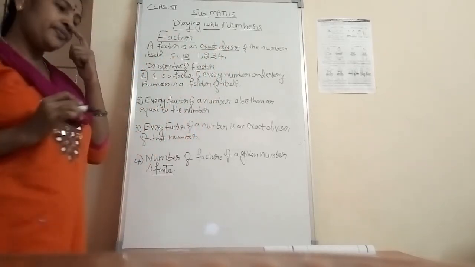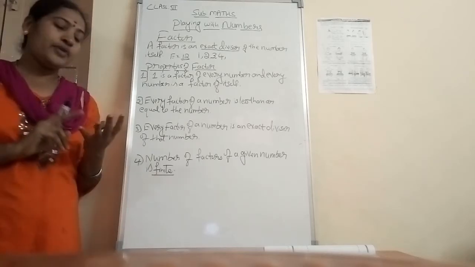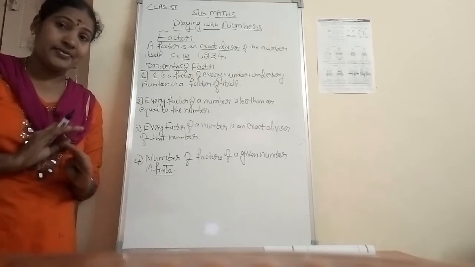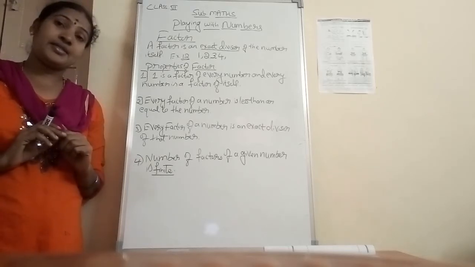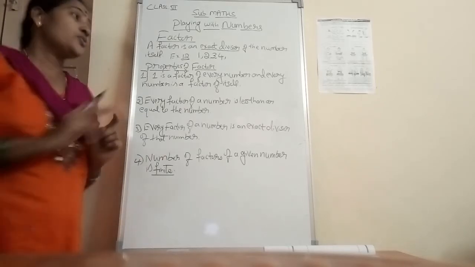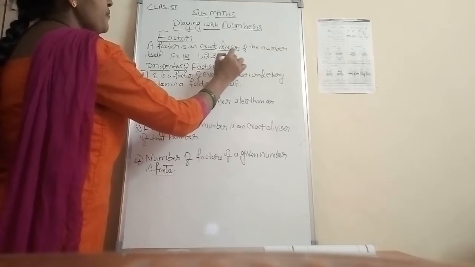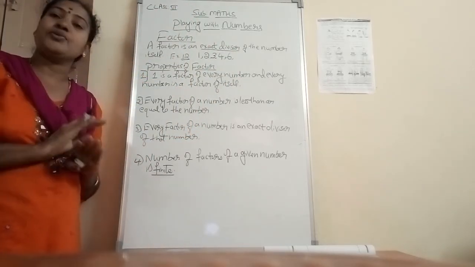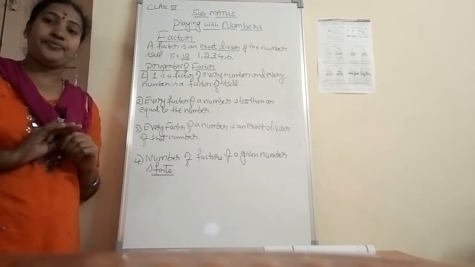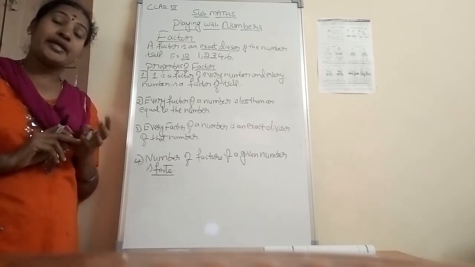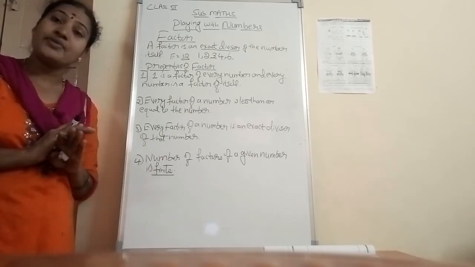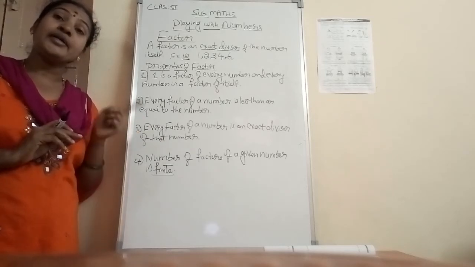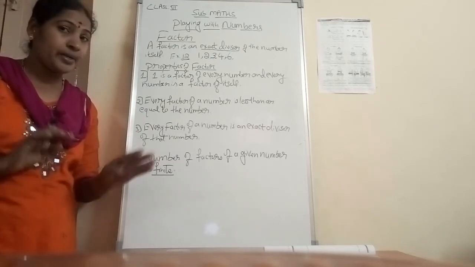So what about 5? Whether 12 is divisible by 5? No. 5 ones are 5, 5 twos are 10, 5 threes are 15, it will happen. So 12 is not divisible by 5. What about 6? Yes, 6 ones are 6, 6 twos are 12. So 12 is divisible by 6. What about 7? 7 ones are 7, 7 twos are 14. So 12 is not divisible by 7. What about 8? 8 ones are 8, 8 twos are 16. Therefore 12 is not divisible by 8. What about 9? 9 ones are 9, 9 twos are 18. So 12 is not divisible by 9.